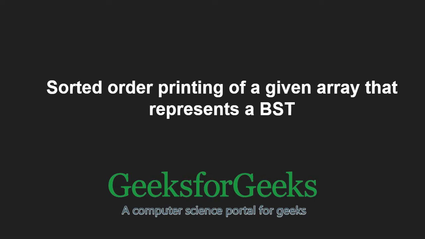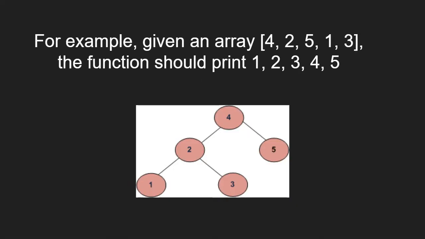In this video, we are going to understand the program which prints sorted order of a given array that represents a binary search tree. First, let us take an example. For example, given an array 4, 2, 5, 1, 3, the function should print 1, 2, 3, 4 and 5.